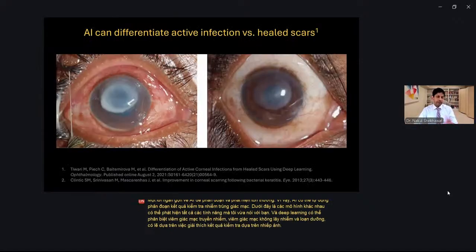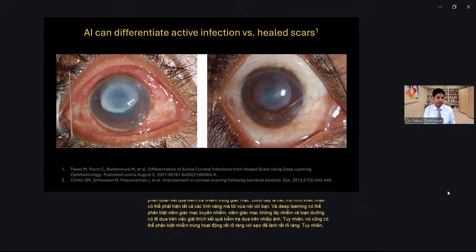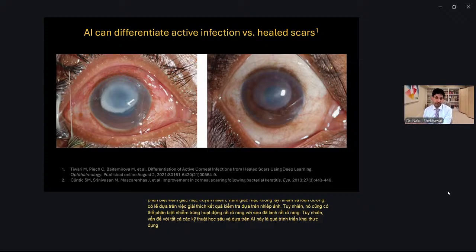However, it can also differentiate very obvious active infection versus very obvious healed scar. However, the problem with all of these deep learning and AI-based techniques is that the pipeline for pragmatic implementation in the clinic does not exist yet. As of today, as encouraging as these results are, they are still academic exercises.